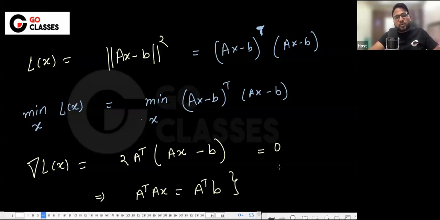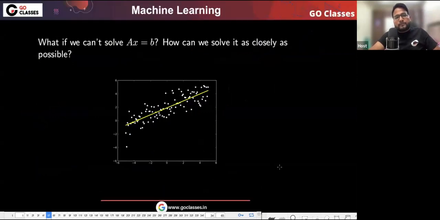So this was the story of yesterday. Now see here, what if we can't solve Ax equal to b? How can we solve it as closely as possible? For example, if we are not able to fit all the points on the line, then what will we do? We will be finding the best possible line.